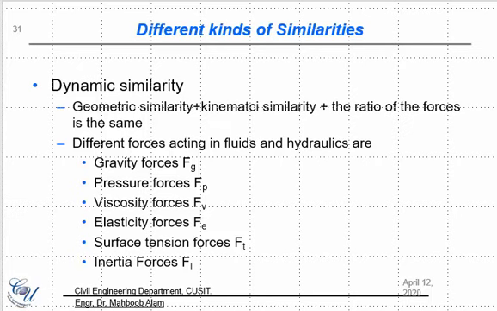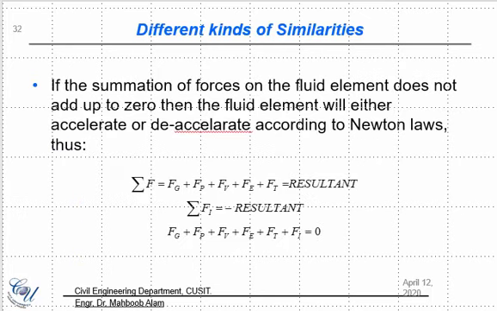So basically, if we are looking at the inertial forces at a point in a model, then we have to ensure that the inertial forces in the model and in the prototype are the same. So the force ratio should be the same, just like we looked at in the few equations earlier. And obviously, if the system is in dynamic equilibrium, then all these resultant forces should be equal to zero, whether they are gravitational, pressure, or elasticity forces, or inertial forces.